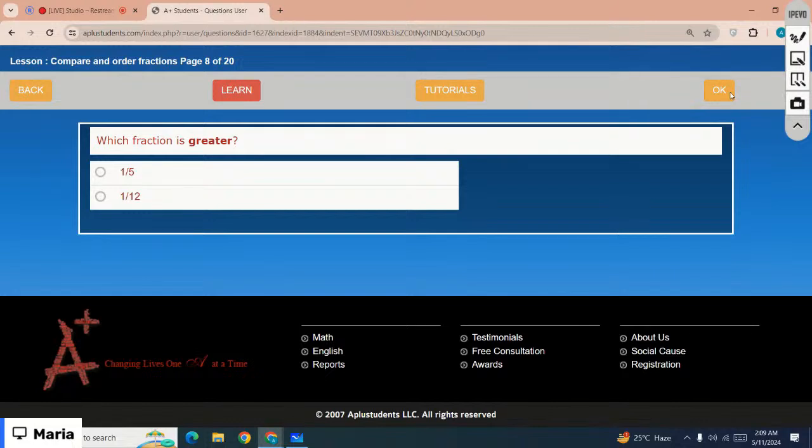Which fraction is greater, 1 by 5 or 1 by 12? Which is the correct option? The correct option is 1 by 5 is greater than 1 by 12, right?